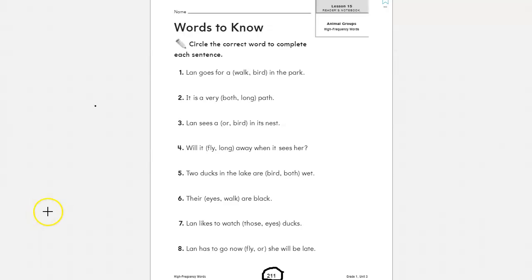Okay, you guys, so let's get started. Number 1 says, Lan goes for a blank in the park. The 2 words are walk, bird. So which word fits best? Lan goes for a walk in the park. Lan goes for a bird in the park. Circle which word best completes the sentence for number 1.